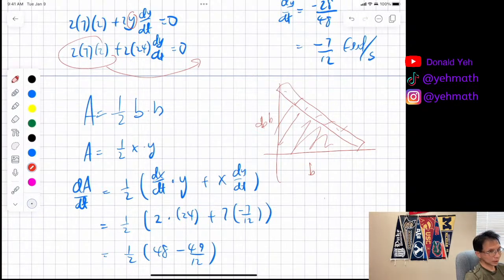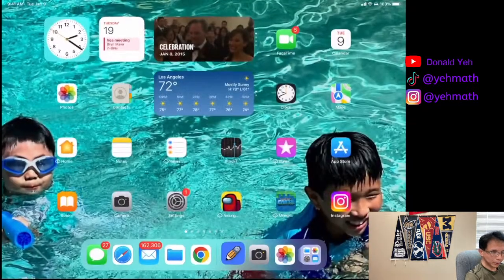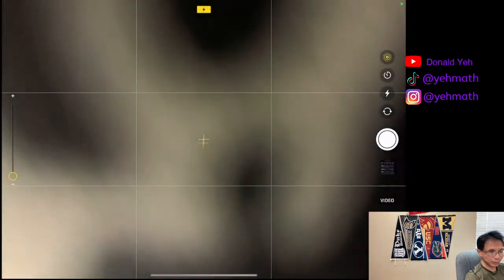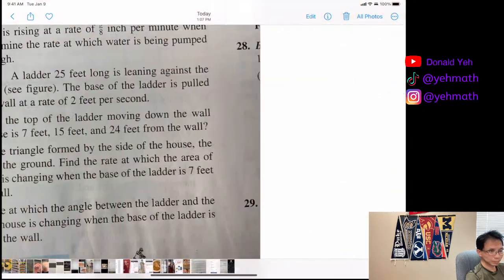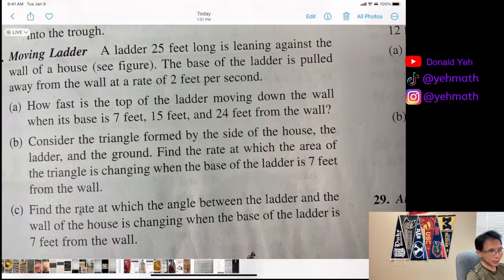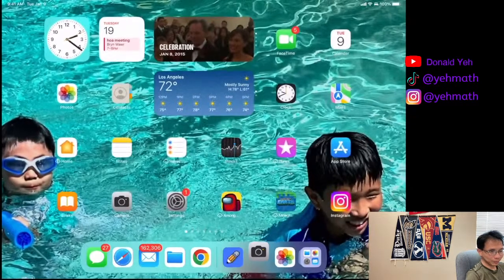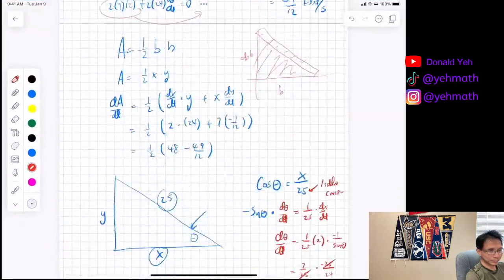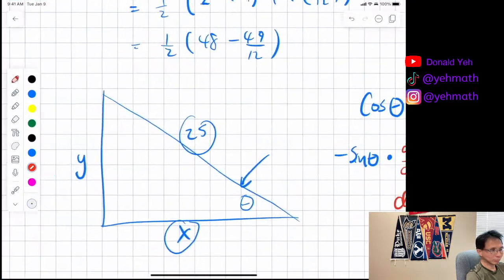Pretty easy. But the following question is more difficult. It's to find how fast the angle between the ladder and the wall of the house is changing when the base of the ladder is 7 feet away.